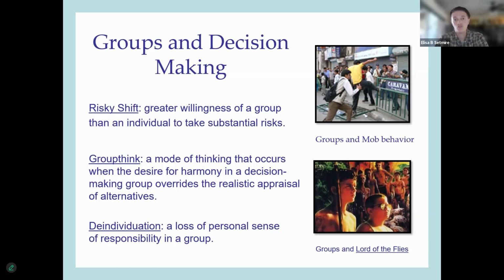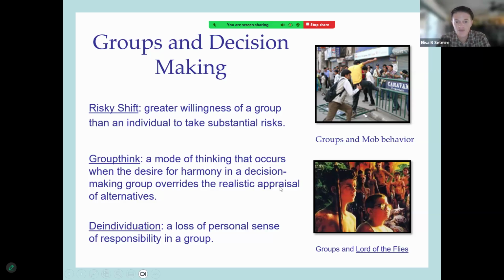We also have something called groupthink, where we tend to get this desire for harmony that might override realistic appraisals of alternatives. So people tend to want everything to be happy and go along and everyone to agree. And so they might not make the best decisions because they're more worried about harmony than they are about a realistic appraisal.